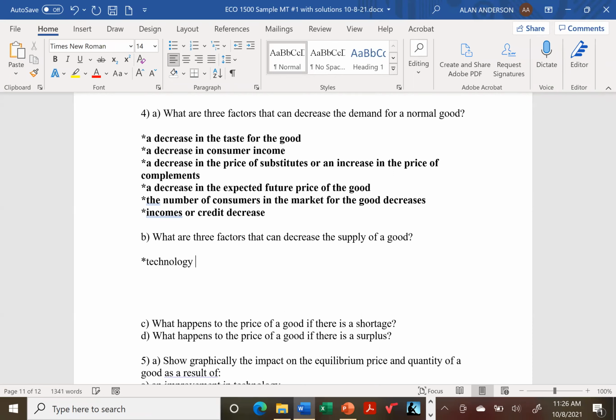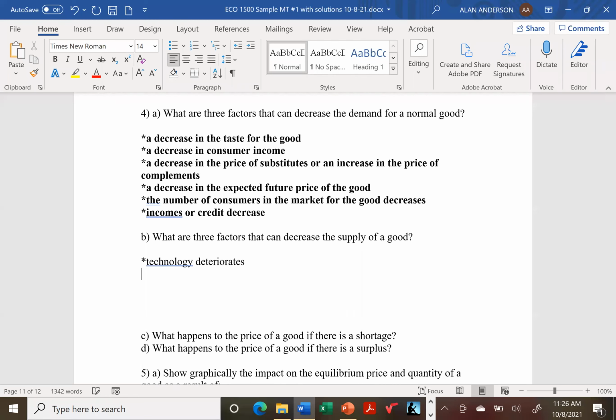Technology normally doesn't go backwards, but if it did, normally we don't really even consider this one, but if somehow technology went backwards, that would also decrease the supply of a good. The cost of the factors of production increases.